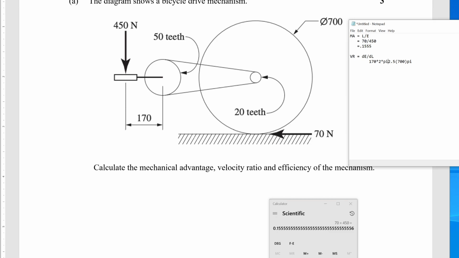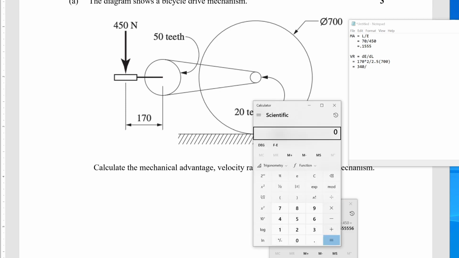Now, because we have pi on both sides, we don't need the pi. So what we get as our answer is 340. I did that in my head. 700 times 2.5 equals, yeah, that sounds about right, 1750. And then we're going to say 340 divided by 1750 equals, oh, whoops.